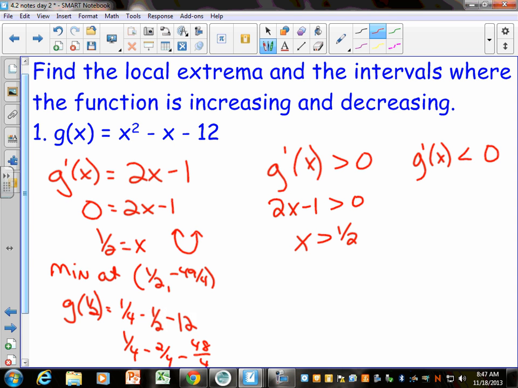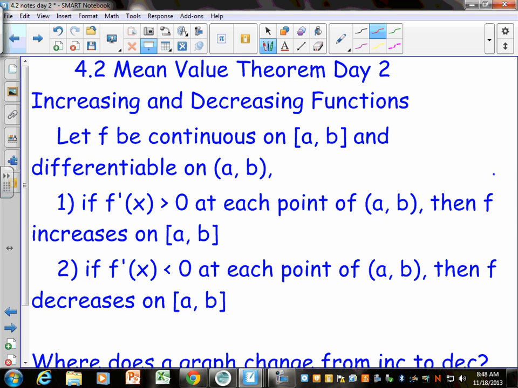And when my derivative is greater than 0, what's happening on my graph? Let's just solve this one, then we'll go back. Less than 0, x is less than 1 half. You with me on that part at least? What's the point of this? Let's go back one page. Wherever your derivative is greater than 0 will be where your graph is increasing. Wherever your derivative is less than 0 will be where your graph is decreasing.